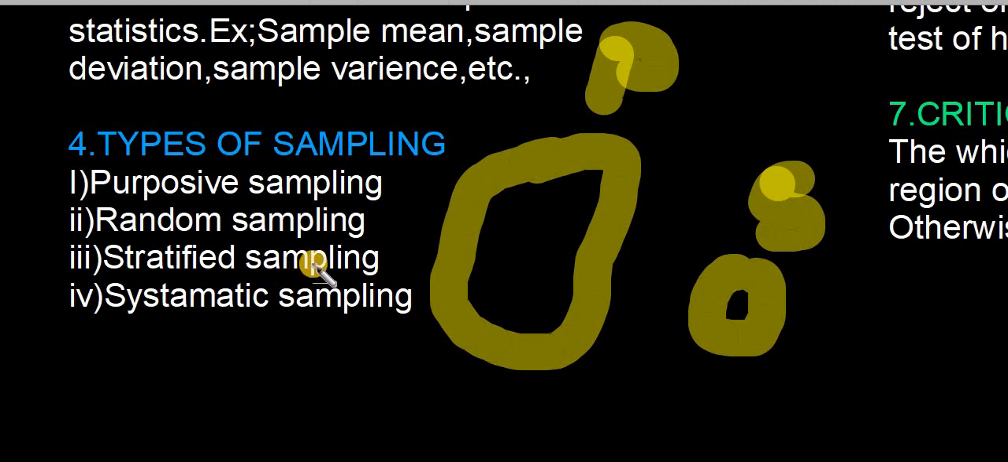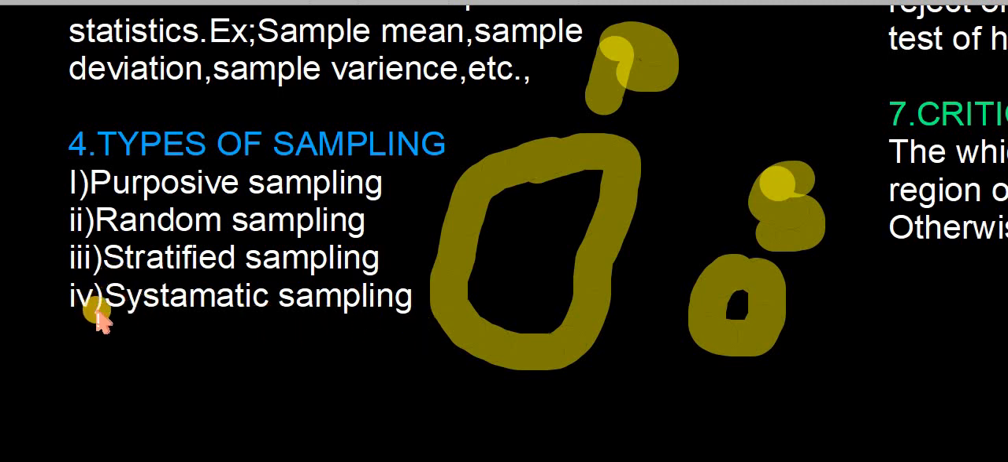What is stratified random sampling? Stratified random sampling means we are dividing the population into some groups, and from each group we are selecting the samples. So we are dividing this particular population into small groups, and then we are making a sample from each group. Such a type of sampling we call stratified random sampling, or stratified sampling.